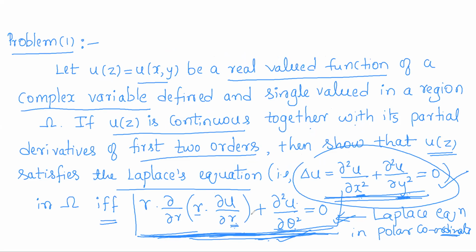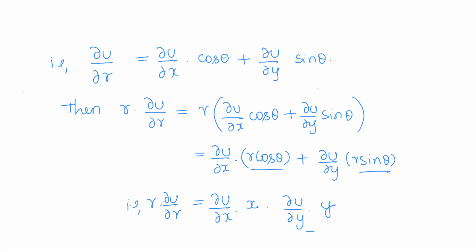So next step is, this is nothing but r into ∂u/∂r. At the end of this step, what we have done, you can observe, we have expressed r ∂u/∂r in terms of x and y. So you can observe, in the right hand side, there are only x and y terms. That means we have succeeded in representing r ∂u/∂r in terms of x and y. So we will extend it.